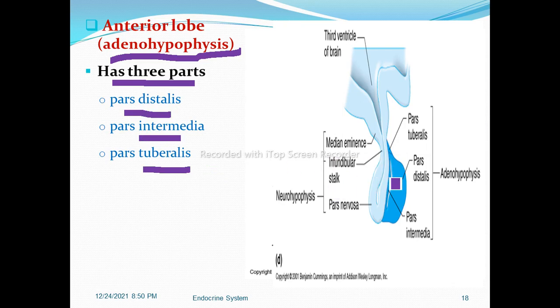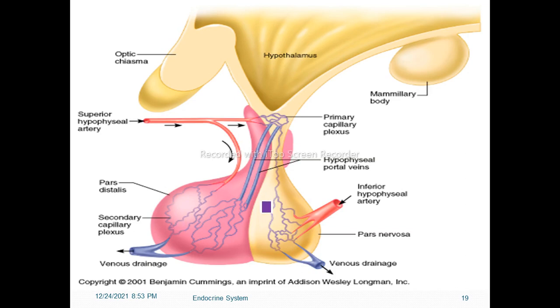So this is another picture. Pars nervosa, infundibular stalk, and median eminence are considered the posterior pituitary gland. But pars intermedia, pars distalis, and pars tuberalis are considered the adenohypophysis. So this is the anterior pituitary gland, and this is the posterior pituitary gland.